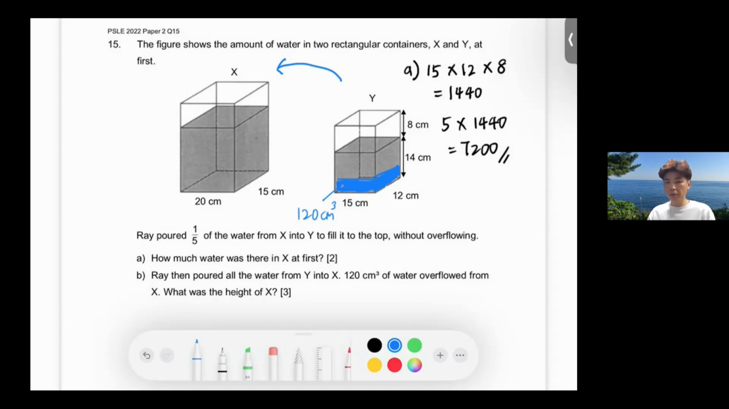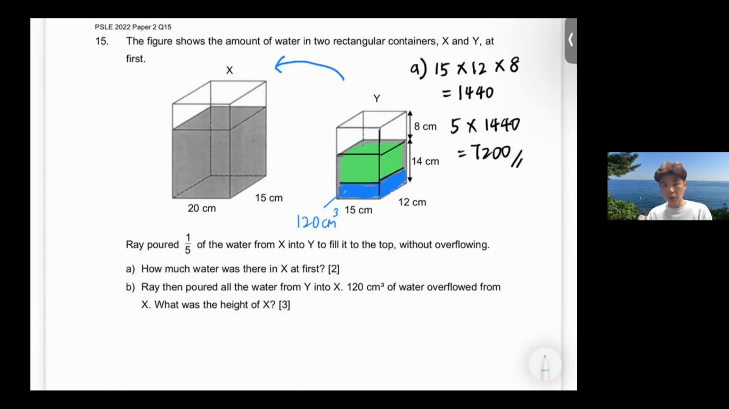Suppose the blue shaded part represents 120 cubic centimeters of water. We are not going to pour this blue shaded part, the 120 cubic centimeters of water, into X, so that no water will overflow. So if I were just to pour the amount of water that I've shaded in green from Y to X, it will fill up container X to the brim. So that means to say that the green shaded part in Y has the same volume as this green shaded part that I'm going to shade in X.